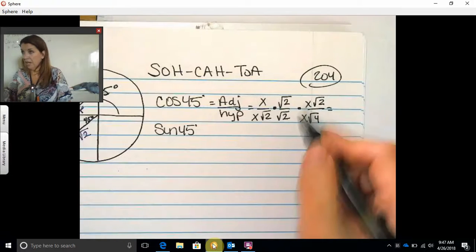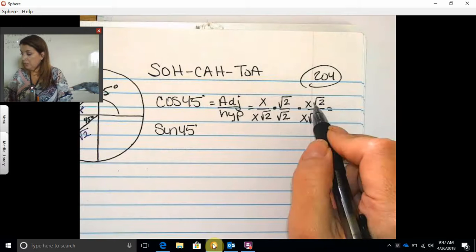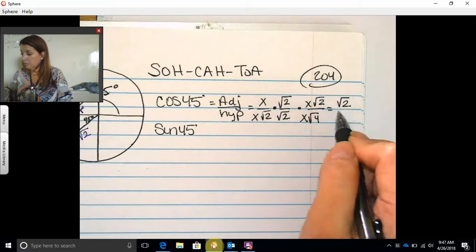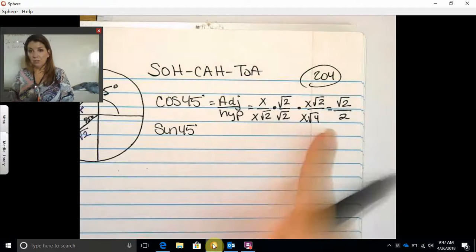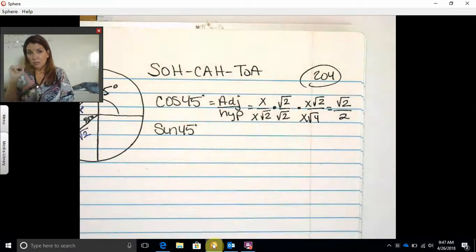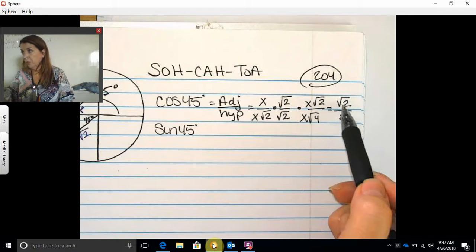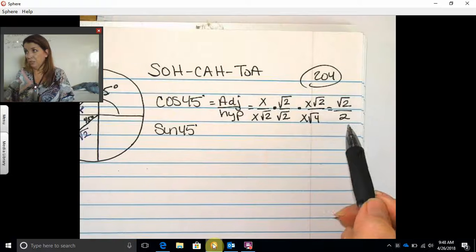Yeah, because x divided by x is 1. Square root of 2, I'll leave as square root of 2. What's the square root of 4? 2. So that made my radical go away. Can I cancel out those 2's? I can? No, because the square root of 2 has a different value than the number 2, right?